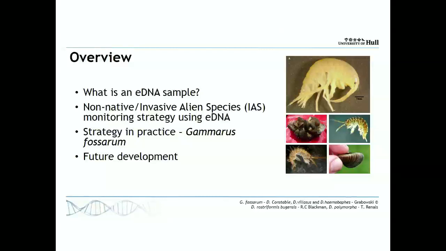So I'm going to give you a short overview about how we sample using environmental DNA and the future applications for those samples, and then a quick bit about a monitoring strategy that we've developed at the University of Hull for hopefully using those eDNA samples for the detection of alien invasive species. Then a little bit about the work that we did to discover Gammarus, so that strategy in practice.